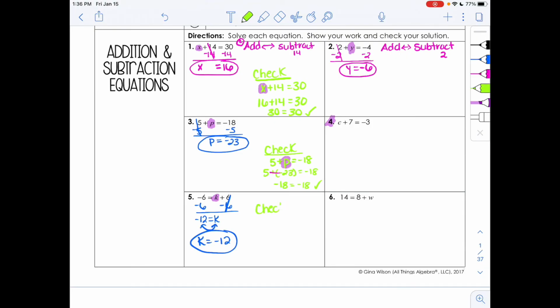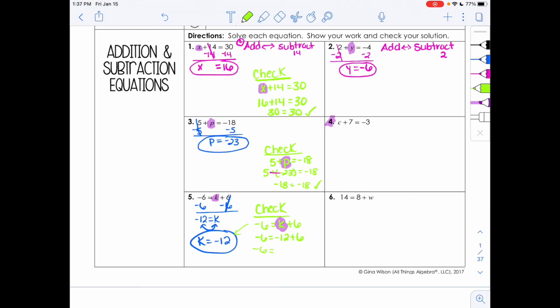Starting with our original equation, negative 6 equals k plus 6. We're going to replace our variable of k with negative 12. So negative 6 equals negative 12 plus 6. Remember, we're replacing that with negative 12 because that's what we found over here in our answer. Then we're going to solve it. Negative 6 equals negative 12 plus 6.